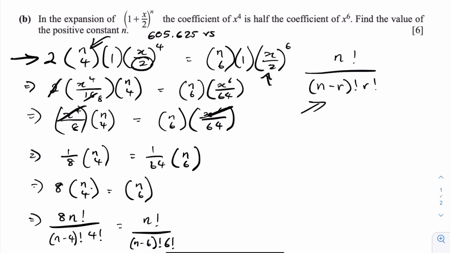So 20 choose 6. That's 38760. And we divide it by 2 to the power of 6, which is 64. And that gives us 605.625. So since they're the same, due to our equation, that means that n is actually 20, and we've got the right answer. So to conclude, the value for n equals 20.